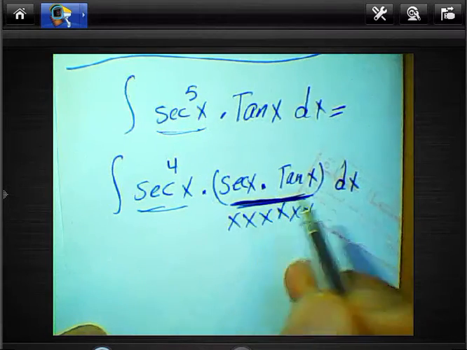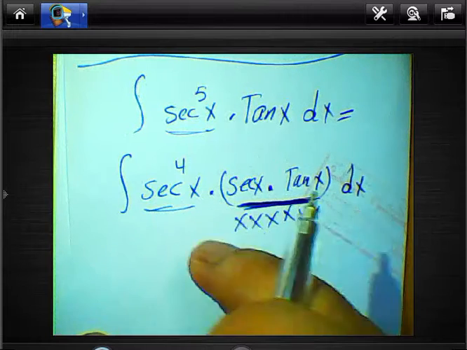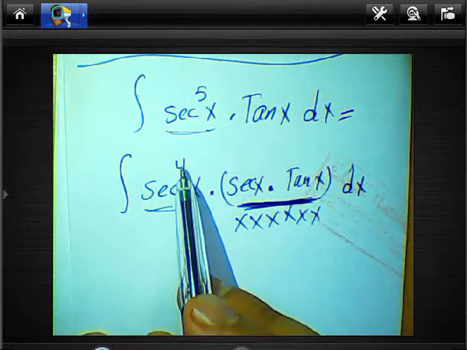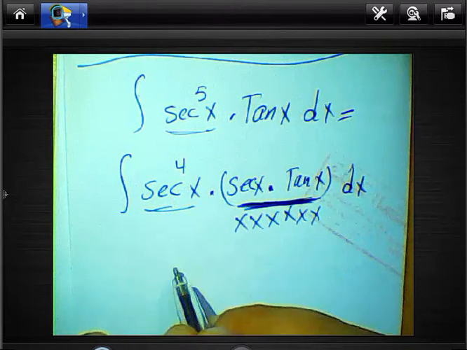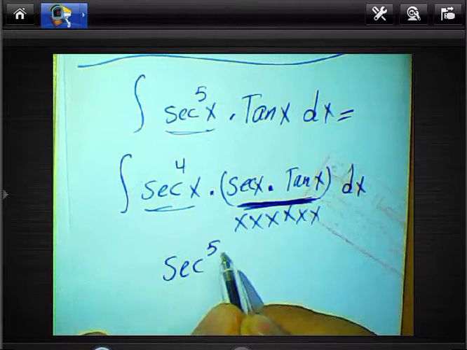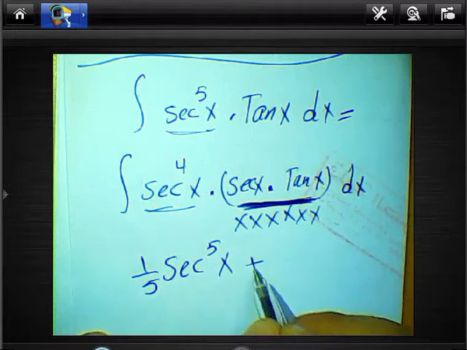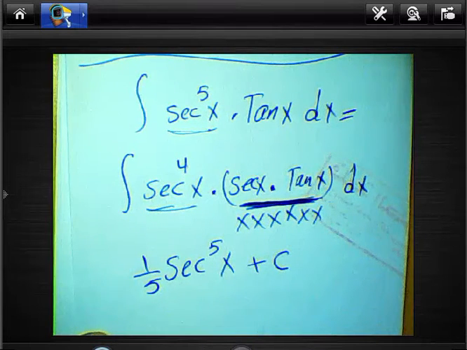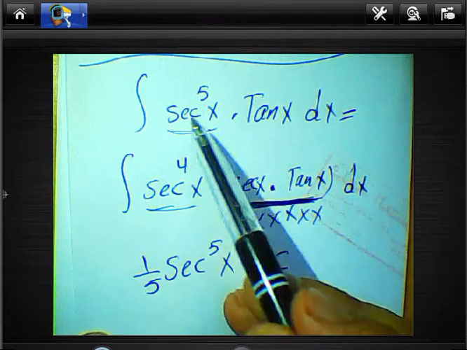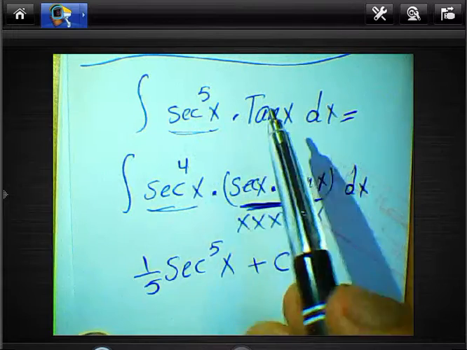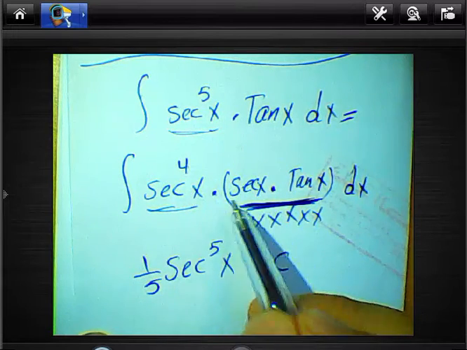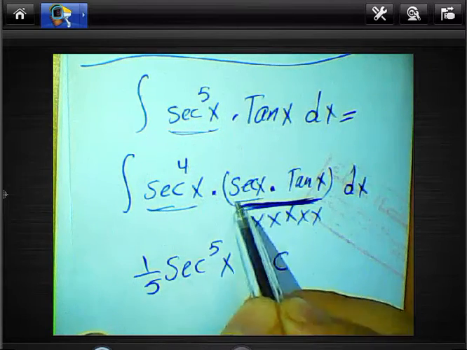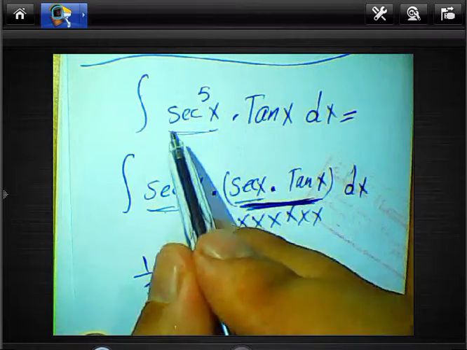Okay, we can cancel the derivative and add 1 to the power here and divide by the new power. So the result will be sec to the fifth x over 5 plus constant. Then the result will be 1 over 5 sec to the fifth x plus constant. It's okay or not? Again sec to the fifth x tan x, we can write sec to the fourth multiplied by sec x, because sec x multiplied by sec to the fourth x equals sec to the fifth x.